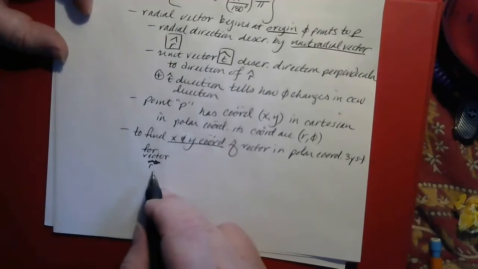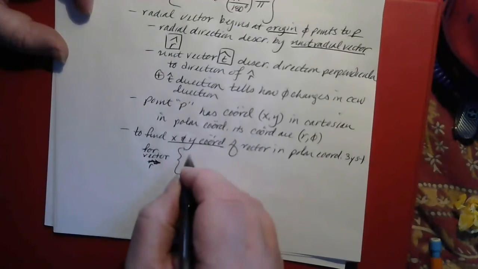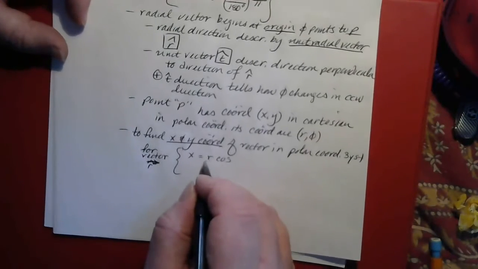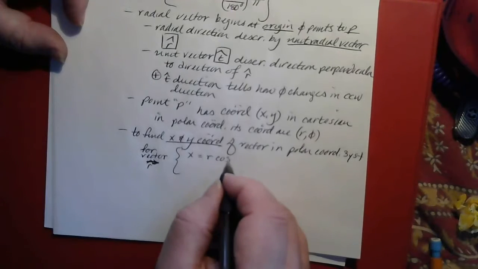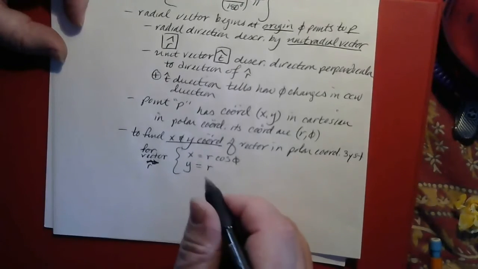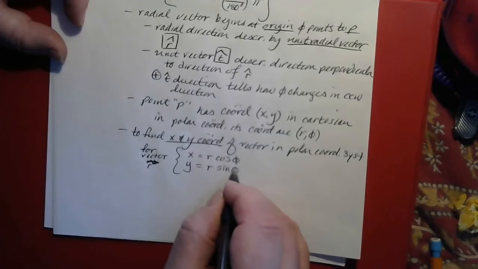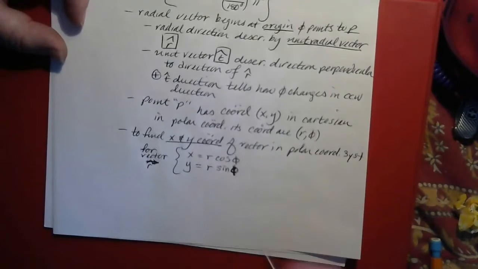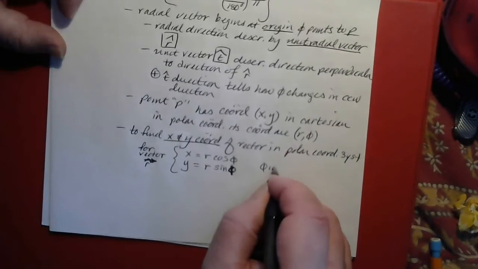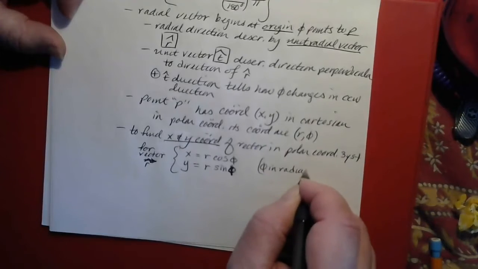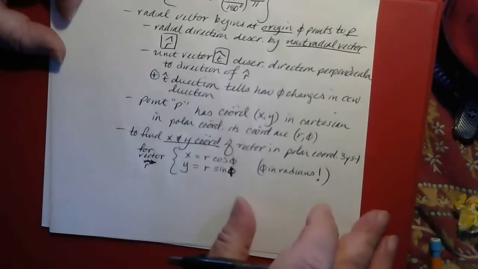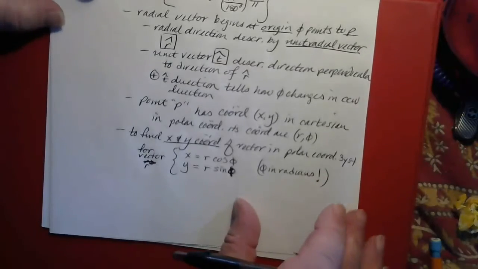Okay, so if you have a vector that's called r, the x-coordinate would be r, that is the magnitude of the vector r, times cosine phi. And the y-coordinate would be the magnitude of the vector r times the sine of phi. But remember, phi has to be in radians. If you put it in degrees, everything's going to go wrong.